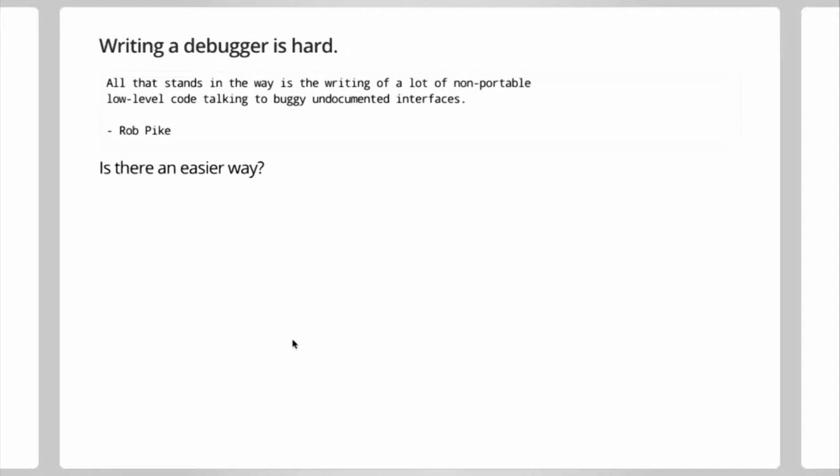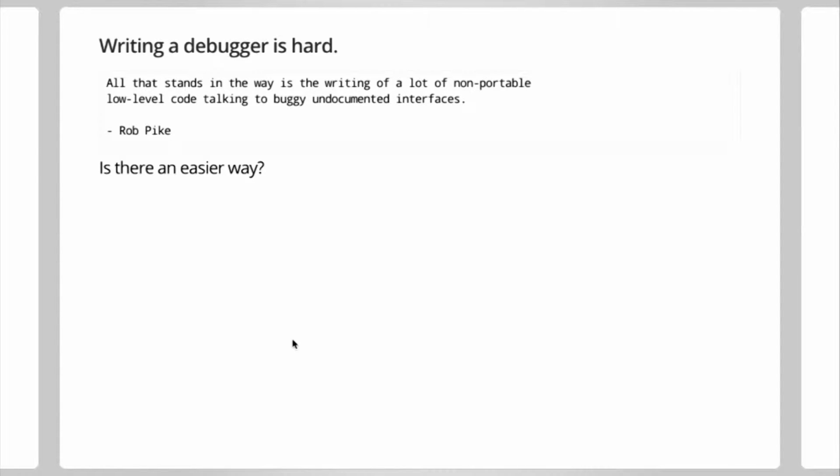So I reached this conclusion that Go needed a good debugger. I could maybe write one, but I knew that writing one was really hard. Rob Pike put it nicely on the mailing list one time: all that stands in the way is the writing of a lot of non-portable, low-level code talking to buggy, undocumented interfaces. And to Derek's credit, he's done exactly that.